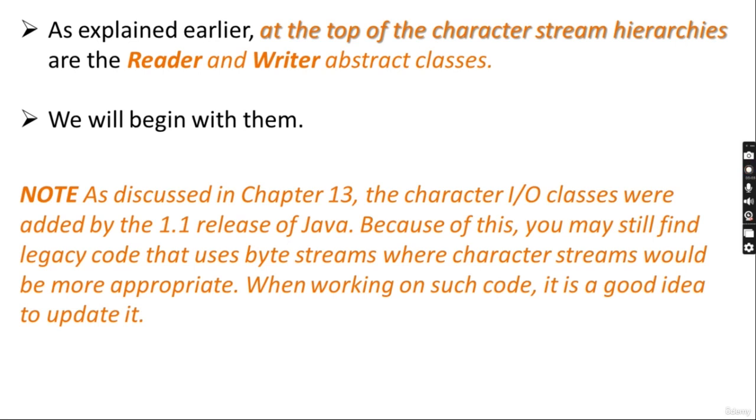Okay, so character input output for worldwide use was introduced after release 1.1. Because of this, you may still find legacy code that uses byte streams where character streams would be more appropriate. When working on such code, it is a good idea to update it. You will find much code written before Java 1.1, that is legacy code, using byte streams. So what is recommended? You should update them to use character streams so that your application or project can be used worldwide.